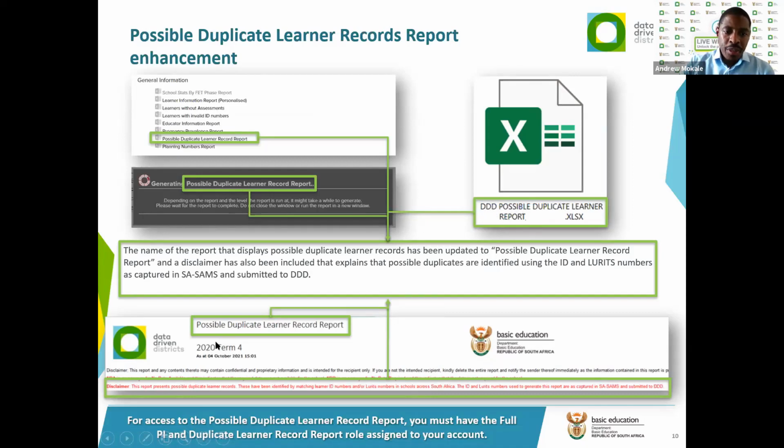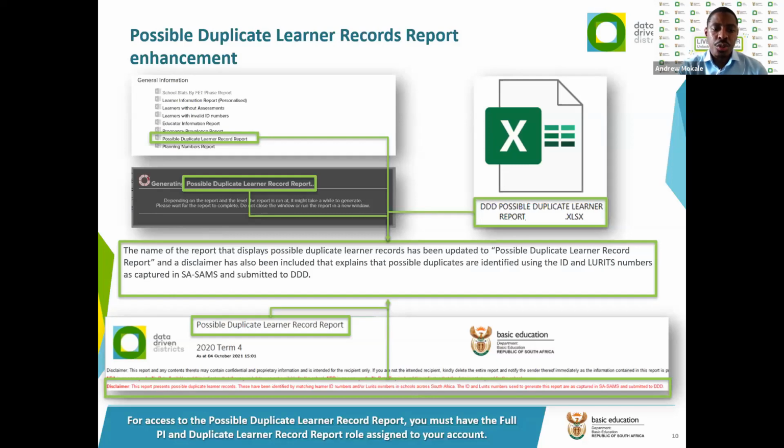And when you open the report, you will also see that the heading of the report has been updated accordingly. Another thing that's been included in the report is the disclaimer for how the duplicate learner record report is generated. And as we all know, this report is generated based on only matching ID numbers and LURITS numbers.